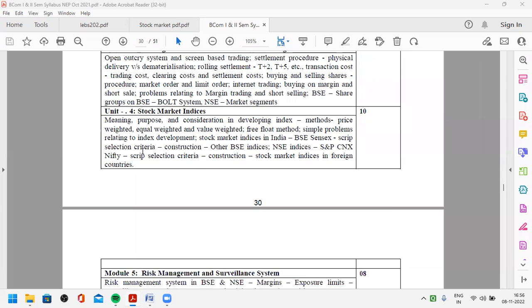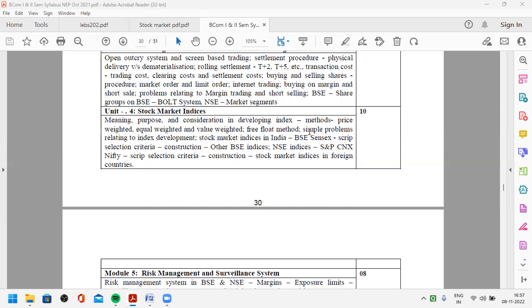Well, these chapters are very important and very interesting also from a practical point of view. And next comes unit 4, here stock market indices. On this, you will be getting the problems, how to calculate the stock indices. So meaning, what stock indices or index means, purpose and considerations in developing an index, what are the points to be considered while developing the index, and what are the methods: price weighted, equal weighted and value weighted, and free float market capitalization method it is, and simple problems relating to index development. So here come a few problems you will have to solve so that you will get to know what is the mechanism or the procedure which is used to calculate the index.